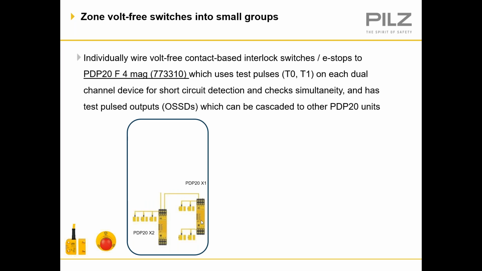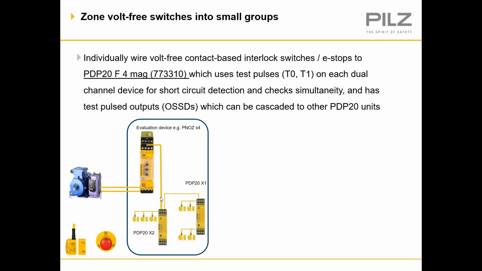So here are our two PDP-20 units, X1 and X2. X1 is looking at the 4 individual switches to make sure they're healthy, and the output is going to another input of X2, which then has 3 switches wired to it. The output of which, OSSDs, is then going into the safety relay, which is then used to control the main access on the machine. And they can be used for all volt-free switches, such as interlocks and e-stops.